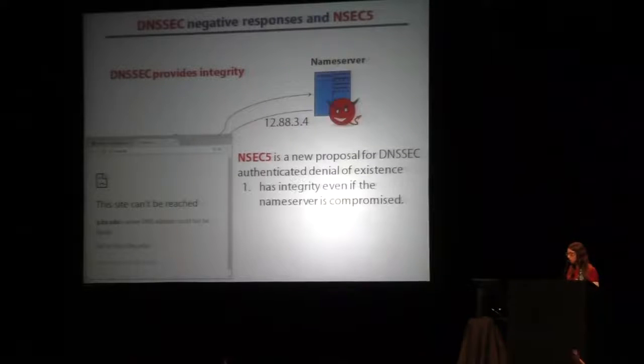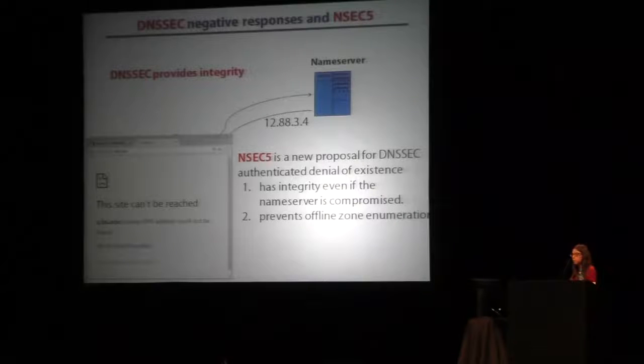This is a modification. So what NSEC5 provides is integrity not only against a man in the middle, but also if the name server itself is compromised. It also has a second property, which is the prevention of zone enumeration. I'm going to tell you what this means later in the talk.